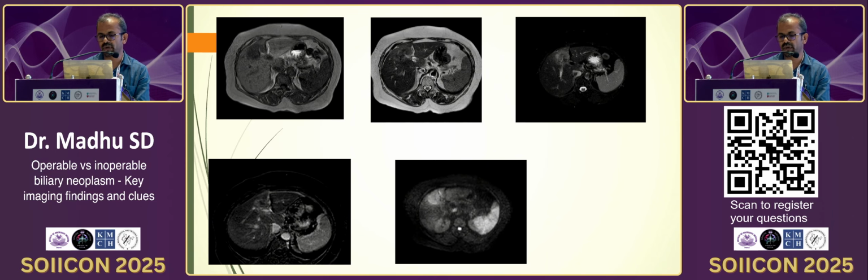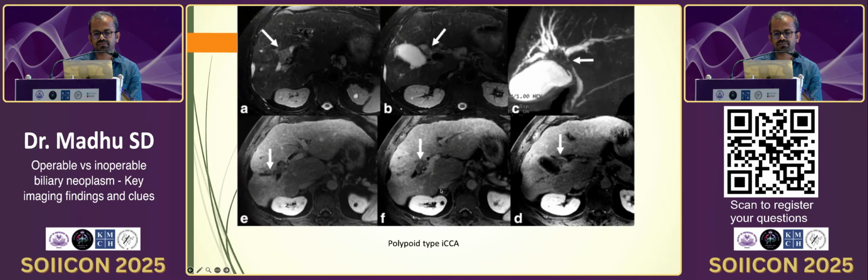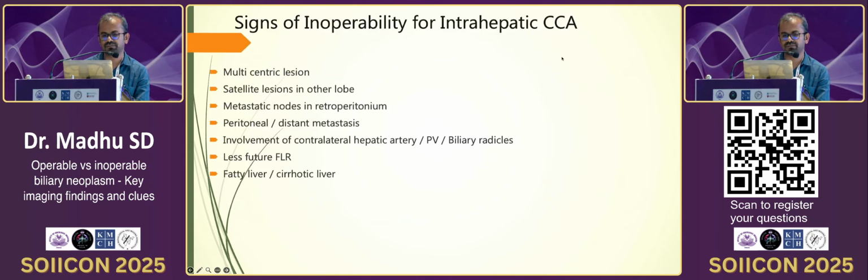The same thing with MRI. The diffusion weighted image usually helps, where the lesion lights up. It's very easy to pick up, and typically in MRI also it shows peripheral delayed enhancement. So the other variety is the polypoidal type. In the polypoidal type, we can appreciate a small polypoidal lesion within the biliary radicals, and also it tries to infiltrate into the wall. This is a typical form of a polypoidal one, and it is usually seen in the primary or the secondary ducts.